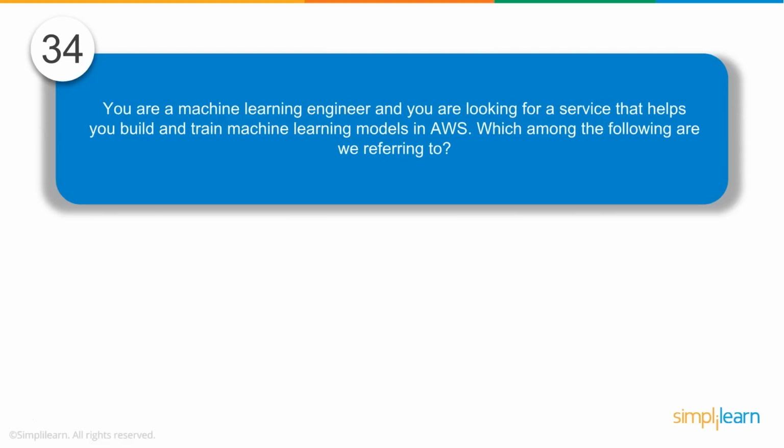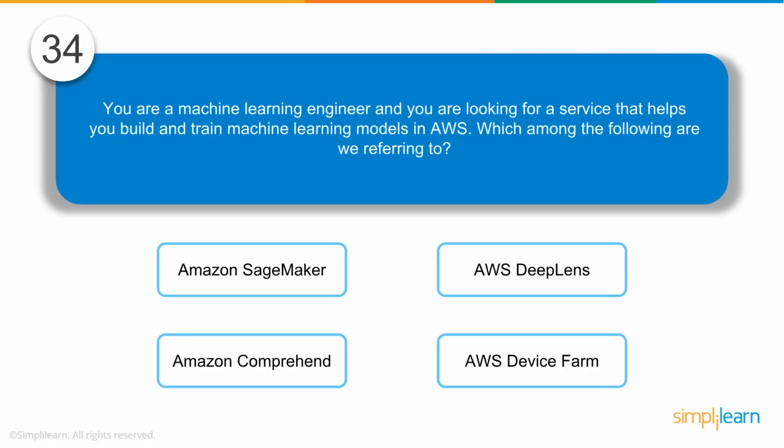You are a machine learning engineer and you're looking for a service that helps you build and train machine learning models in AWS. Which among the following are we referring to? So we have Amazon SageMaker, AWS DeepLens, Amazon Comprehend, AWS Device Farm. Let's read the question again. You are a machine learning engineer and you're looking for a service that helps you build and train machine learning models in AWS. Which among the following is referred to here? The answer is SageMaker. It provides every developer and data scientist with the ability to build, train, and deploy machine learning models quickly. That's what SageMaker does.